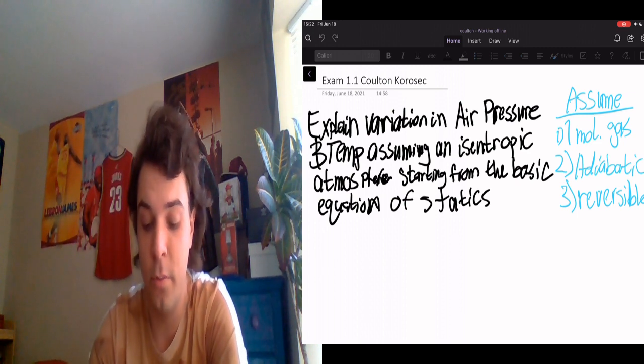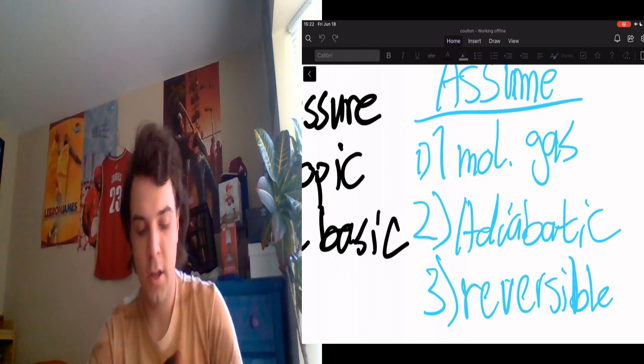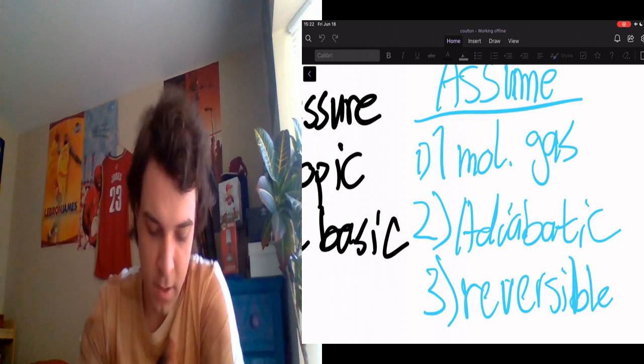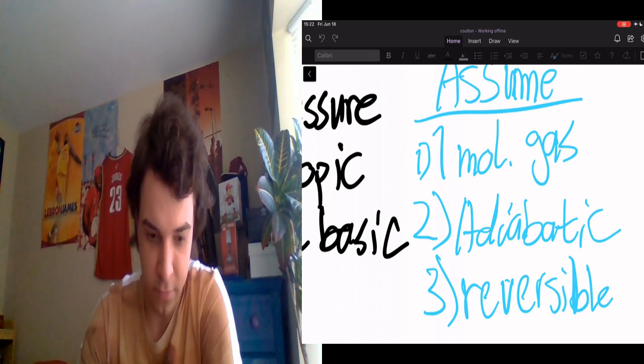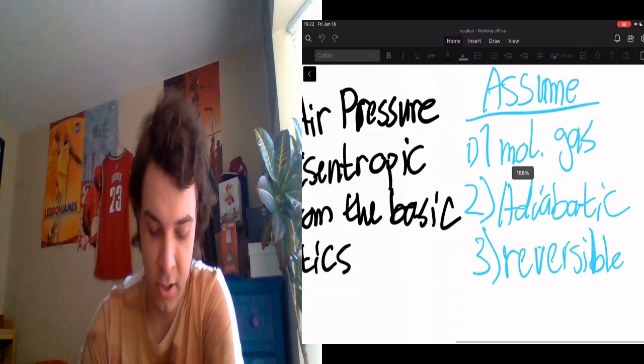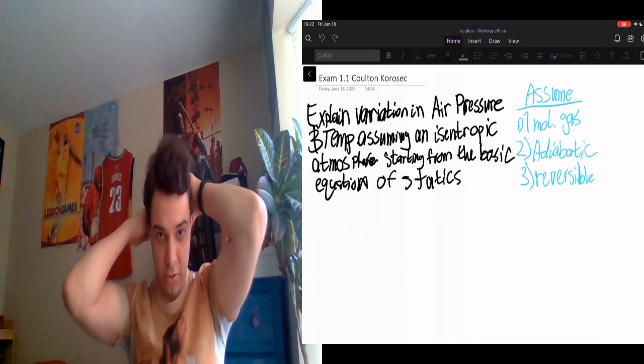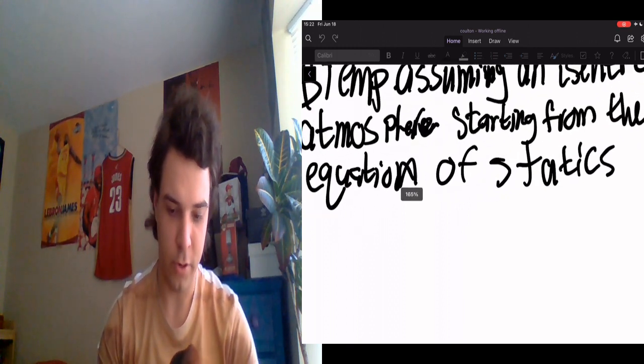of statics. We're going to assume 1 mole of gas to make the equations easier to deal with and solve, so we don't have to do any conversions, and that it'll make it easier for the ideal gas law. Adiabatic, so no heat is getting in or out, and reversible, so the pressure on the inside and outside of the system are interchangeable. So we're going to have 4 equations.